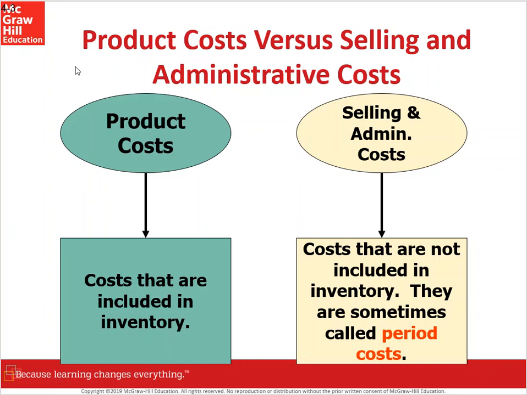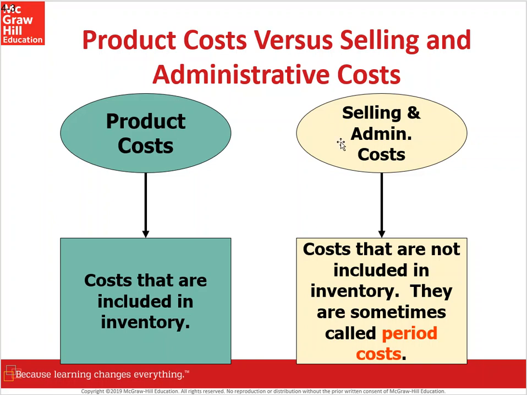What type of account do you think inventory is? I'm hoping you said asset. Inventory is stuff we have, and we have it right up until when we sell it. And so we'll learn how to deal with obtaining the inventory and holding it as an asset on our balance sheet, and then what we do when we sell that inventory.